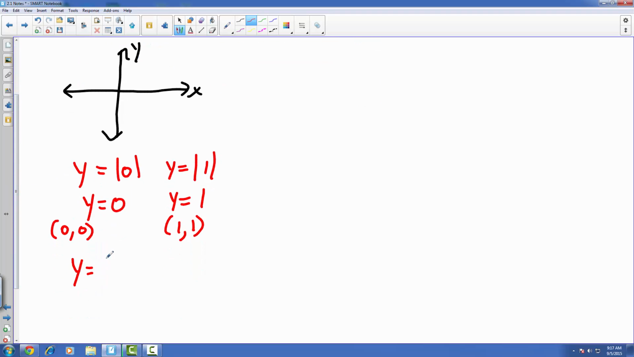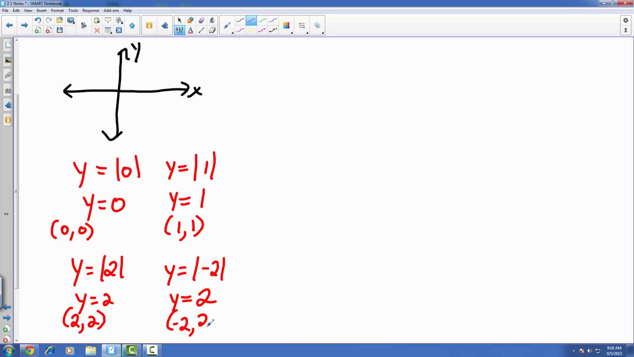Let's try plugging in maybe 2. So y is equal to the absolute value of 2, which comes out to be 2. So we have the ordered pair (2, 2). Then maybe let's try some negative things, like negative 2. So y is equal to the absolute value of negative 2. We're throwing in different inputs and seeing what their outputs, or their range, is. The absolute value of negative 2 comes out to be positive 2. So we put in negative 2 and got another y value of 2.